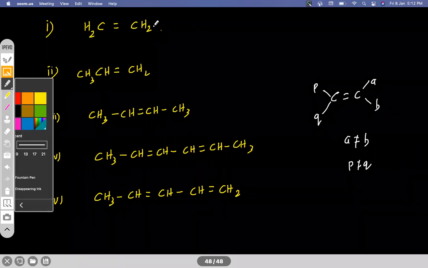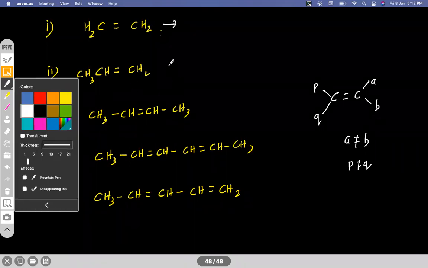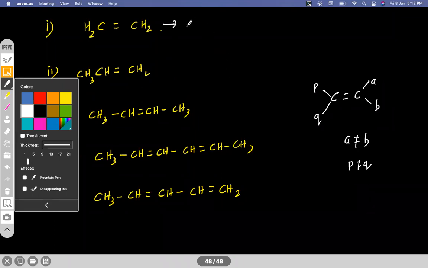So do we have GI possible in the first one? Yes or no? Y or N you can type. No. No GI. Okay. In this one, do we have GI possible? No, because the left side is fine, but here we have both atoms hydrogen only, so not possible.